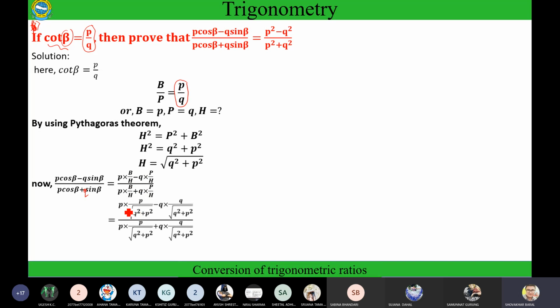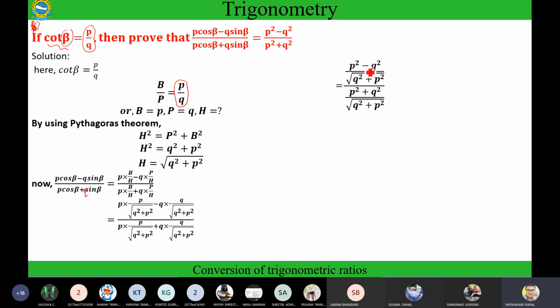So let's simplify it further. It will be p times p by root under q square plus p square. This is h and this is b. The value of b here is p. So p minus q times the value of capital P, which is small q, over square root of q square plus p square. The denominator is the same. Let's simplify this further.